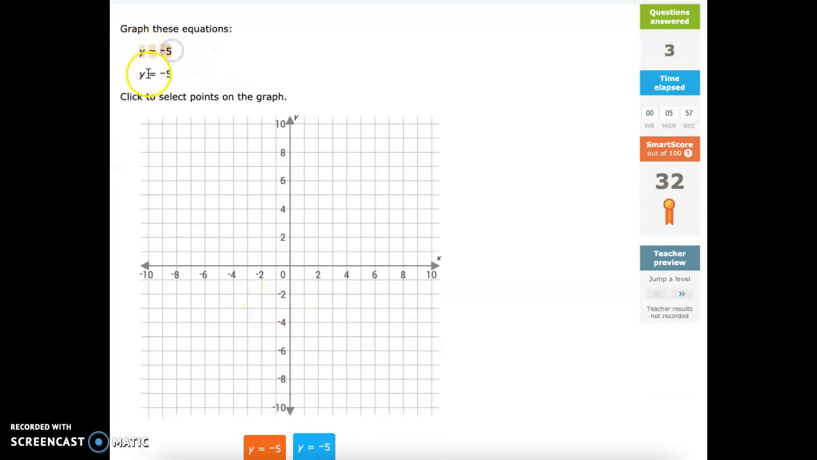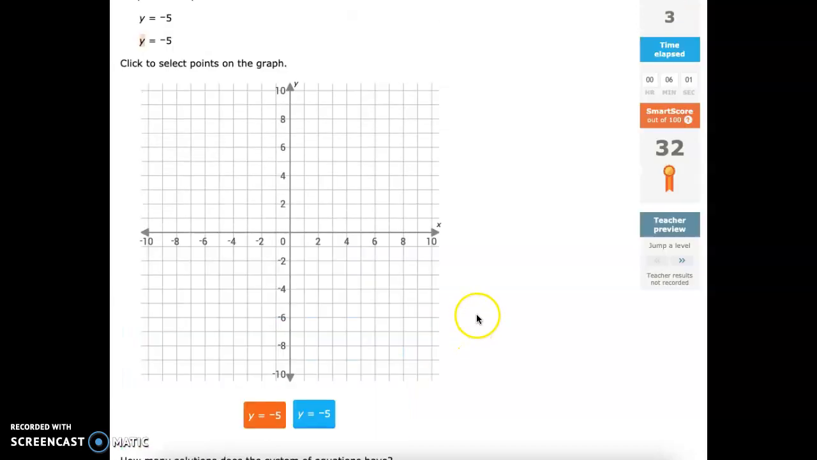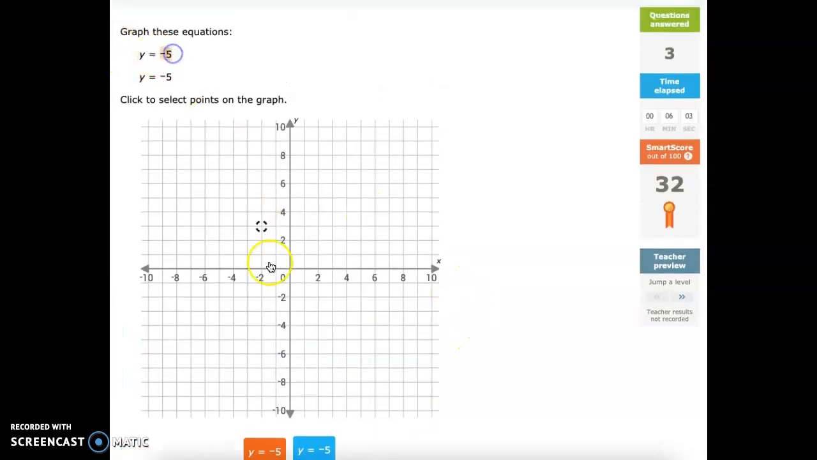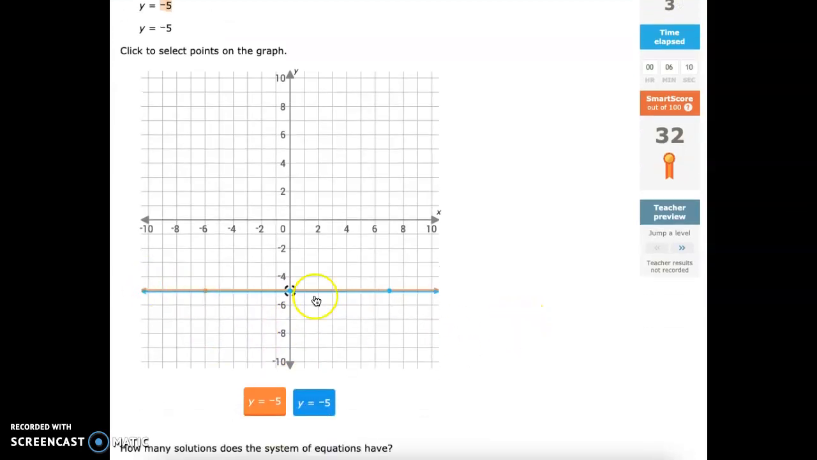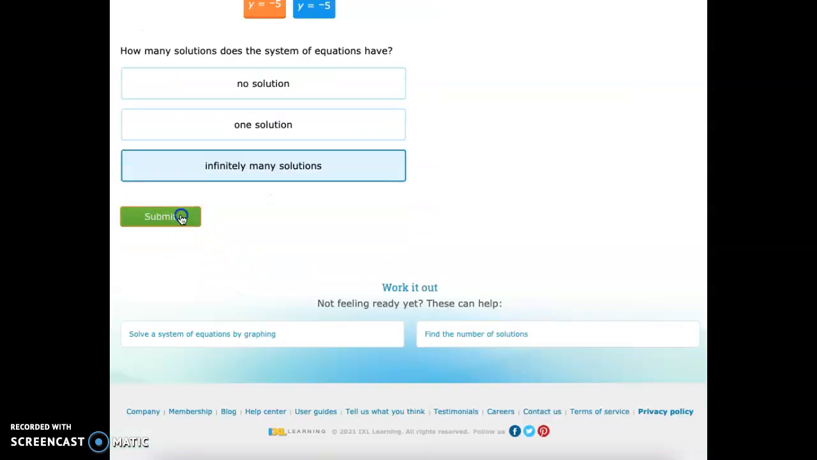Here, y equals -5, y equals -5. Same exact equations, infinitely many. How do I graph them? The y-intercept is -5, no slope. So you'll see that they are on top of each other. Infinitely many solutions because they are the same exact equation.